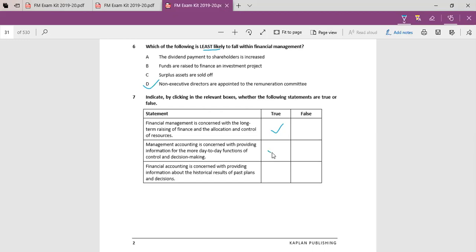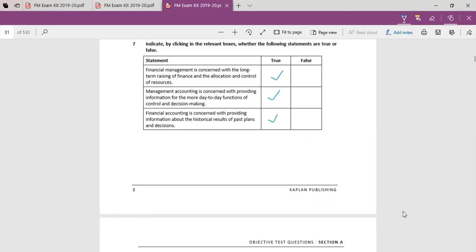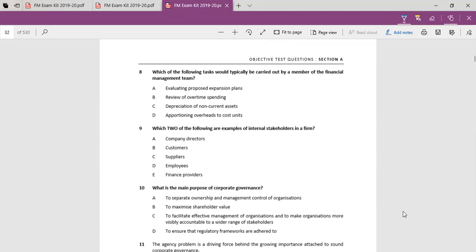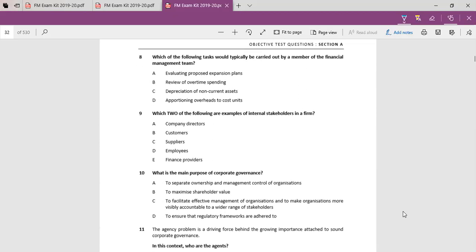Financial accounting is concerned with providing information about the historical results of past plans and decisions. True. This is also true. Financial accounting is historical in nature and the account of the past transactions. Which of the following tasks would typically be carried out by a member of the financial management team? A. A is correct.